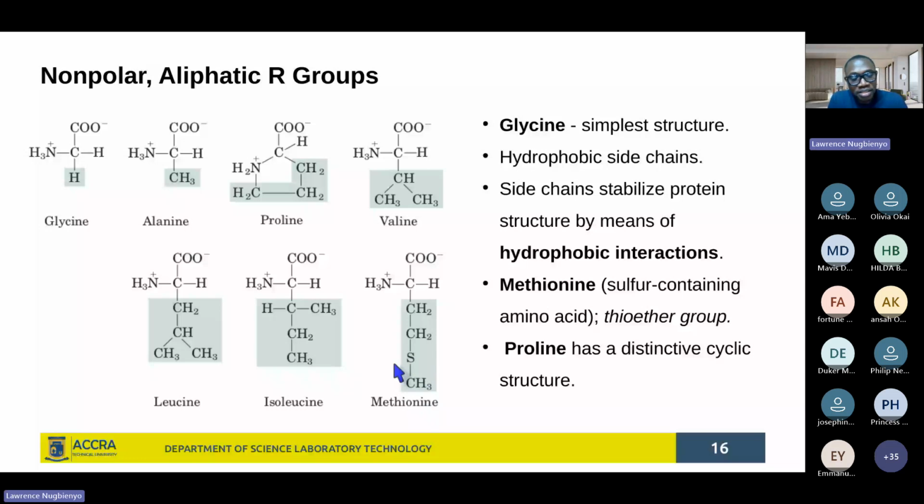Now, one thing about these hydrophobic side chains is that they contribute to stability of proteins because they are hydrophobic. Hydrophobic will mean that they are going to contribute to insolubility of amino acids in aqueous systems because they are hydrophobic.